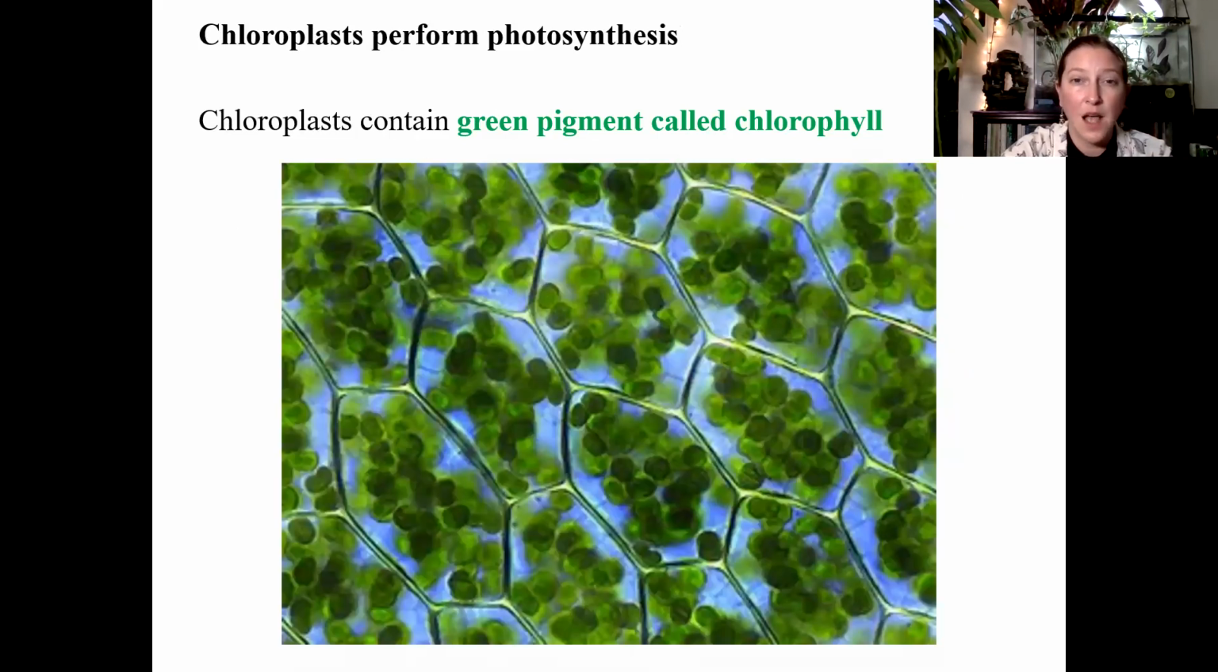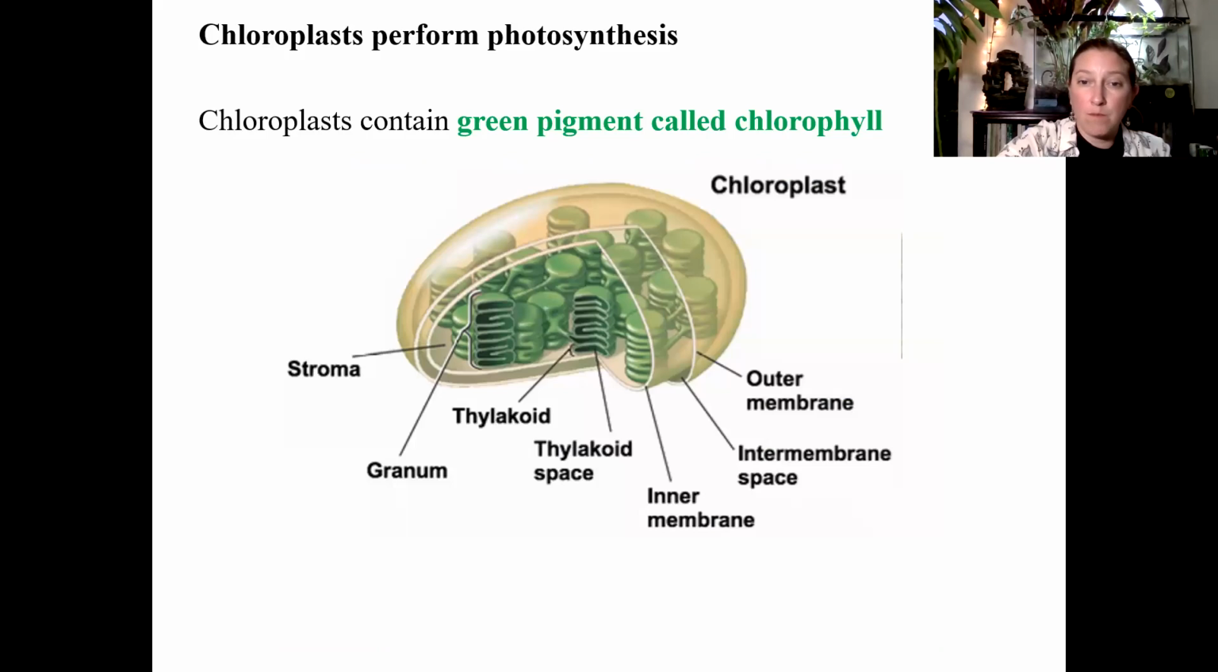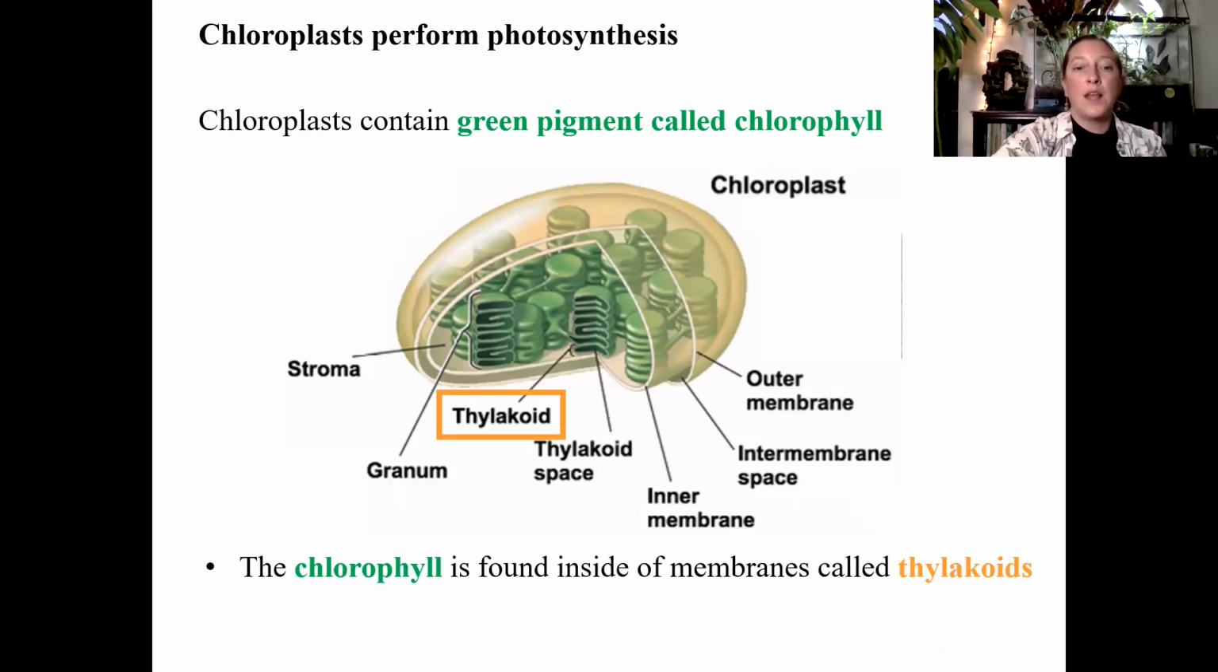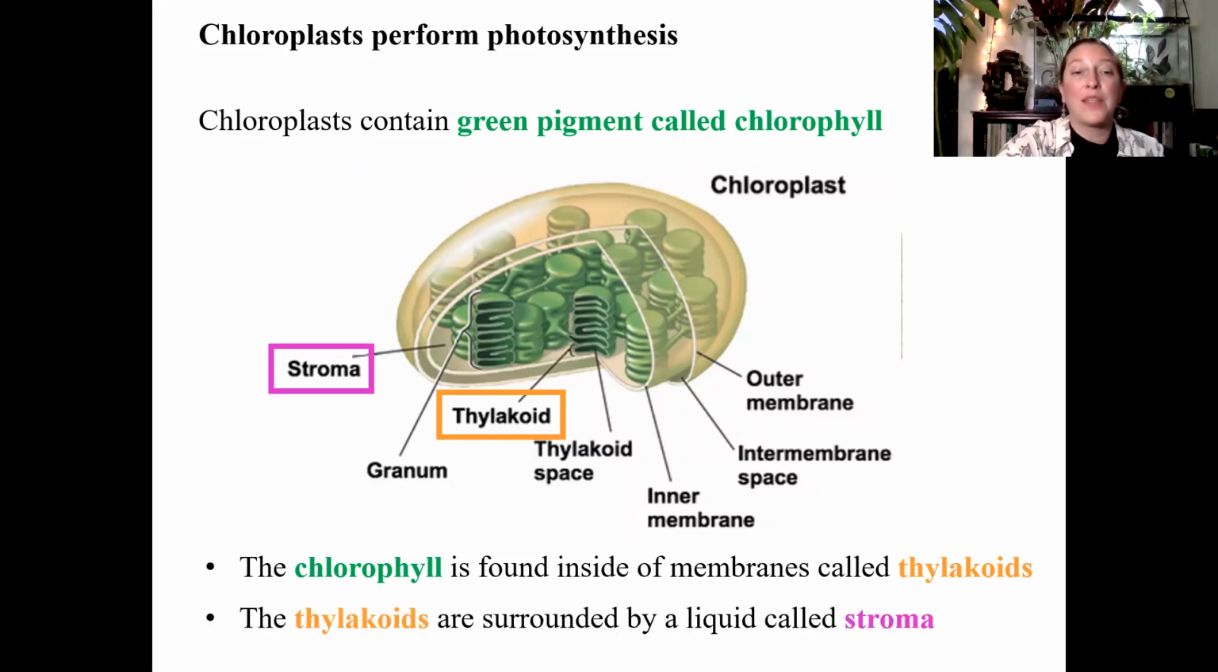All right, so this is a bunch of chloroplasts. And inside of that, we can see the tops of some of those thylakoids. And the thylakoids are green because they have inside of them a pigment called chlorophyll. So the chlorophyll pigment is inside of these thylakoids, which in the image here are the little green discs of those green stacks. And the thylakoids are surrounded by a liquid called stroma, right? I already said all that.